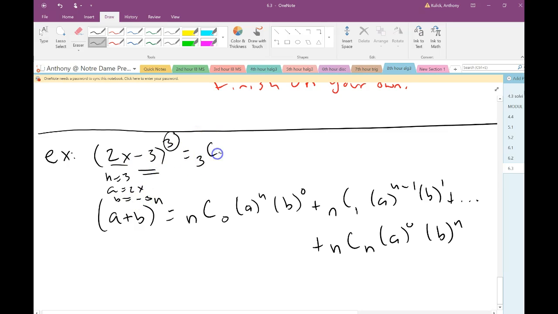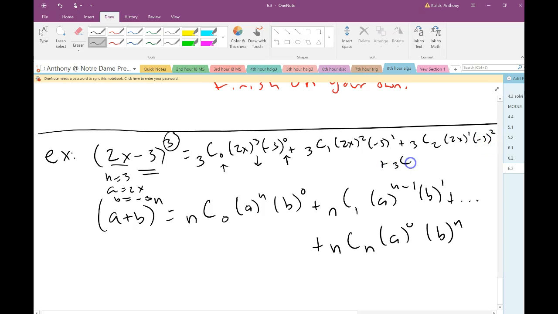So we're going to have 3 choose 0, 2x to the third, negative 3 to the 0. And then we'll do the same thing, but this number will increase 1, this exponent decreases 1, and that exponent increases 1. So we have 3 choose 1, 2x to the second, negative 3 to the first, and then we just keep going, continuing this process until we have n choose n, which is what we have here. So this will be the last one.